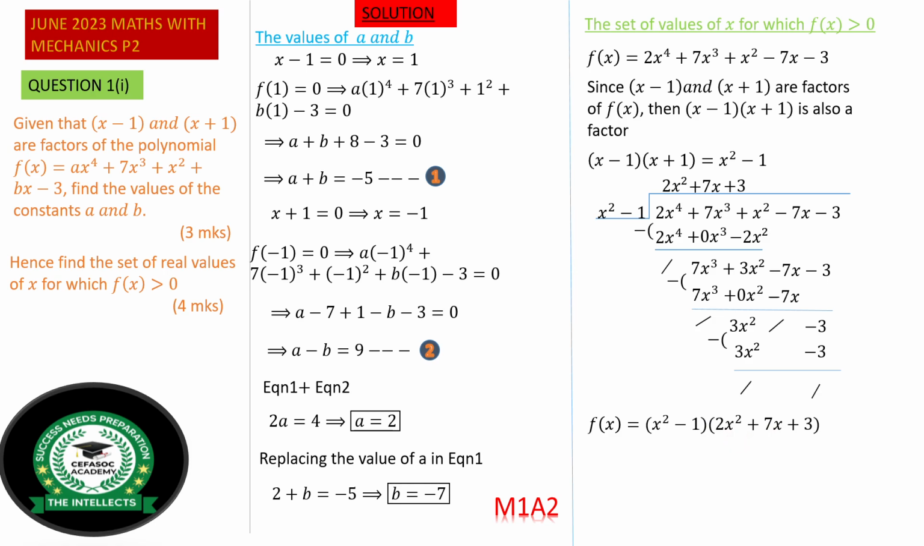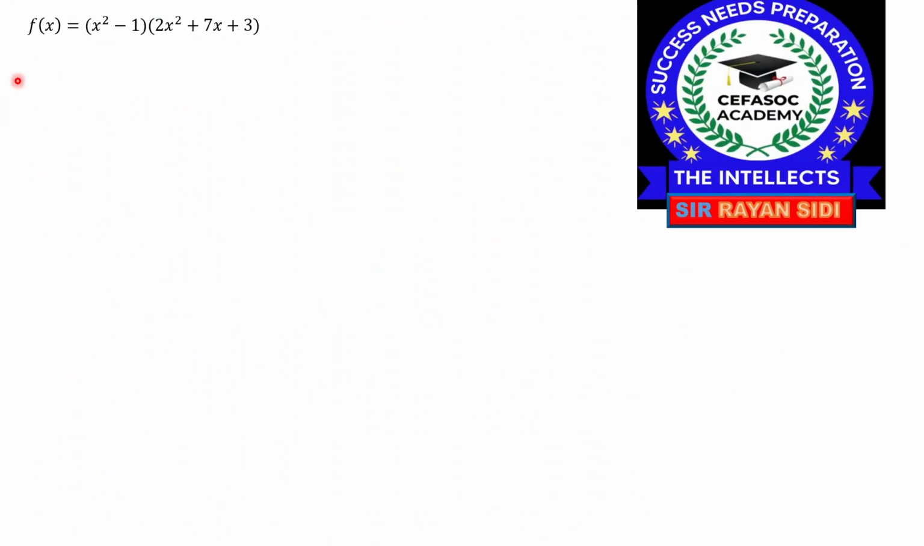So we have here f of x is equal to x squared minus 1 times 2x squared plus 7x plus 3. Okay, I factorize this quadratic to find the other factors. Factorizing this quadratic, I look for two factors of AC, that is 6. When I add them together, will give us 7. When I multiply them together, will give us 6. And those factors are 1 and 6. I will have 2x squared plus x plus 6x plus 3.